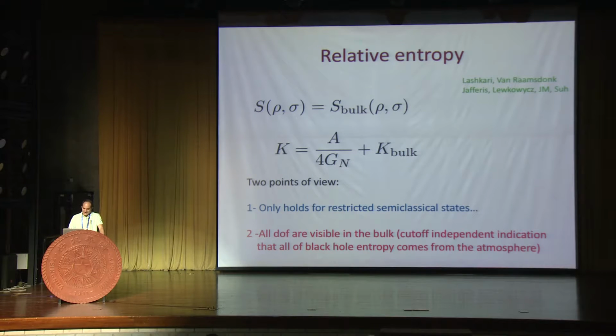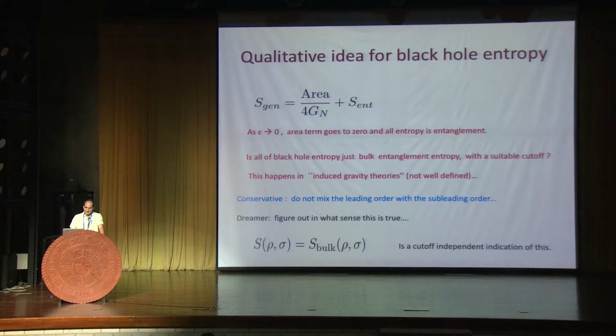And this is a cutoff independent indication that all of black hole entropy comes from the atmosphere. Again, this is a speculative remark, and I will try to expand a little bit more on that in the next transparency. So I hope not to confuse you with these remarks. These are on the more speculative side.